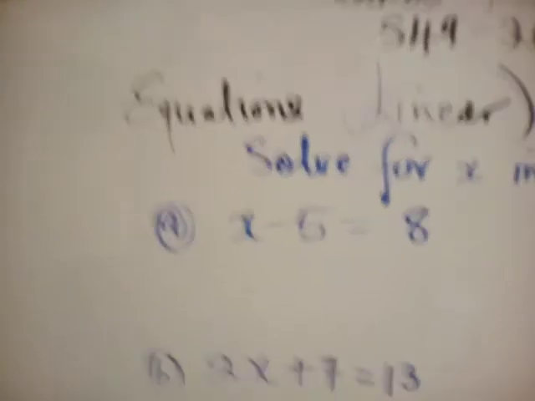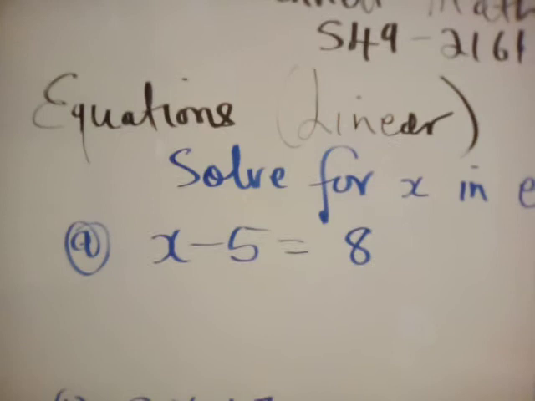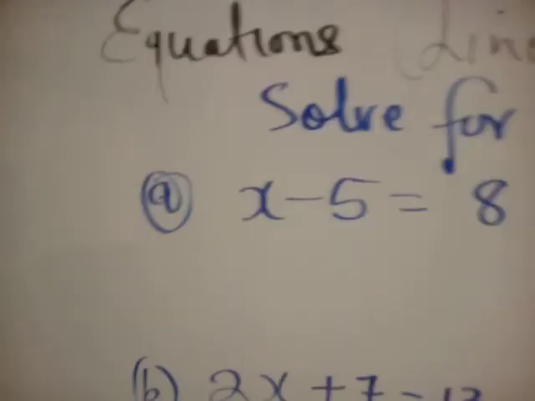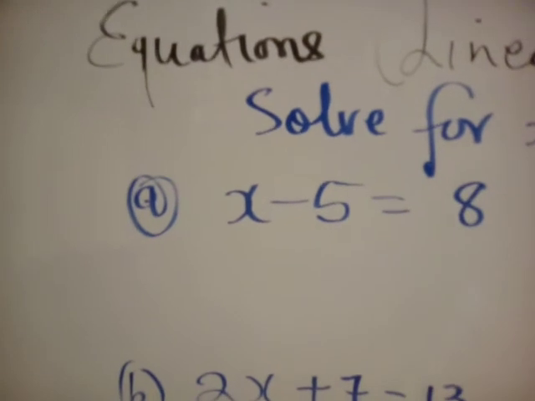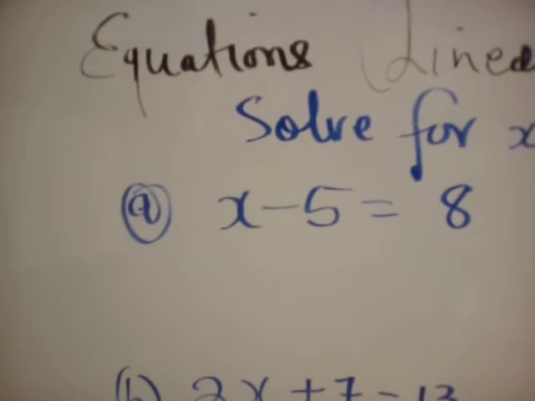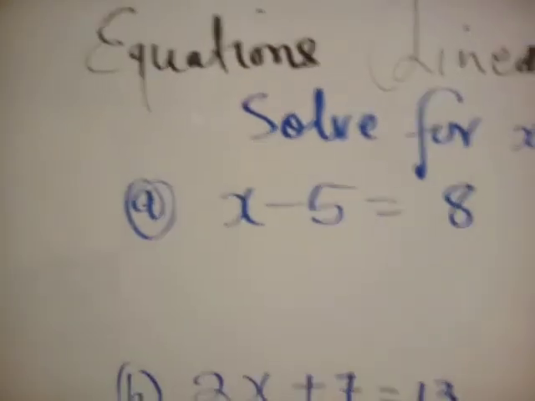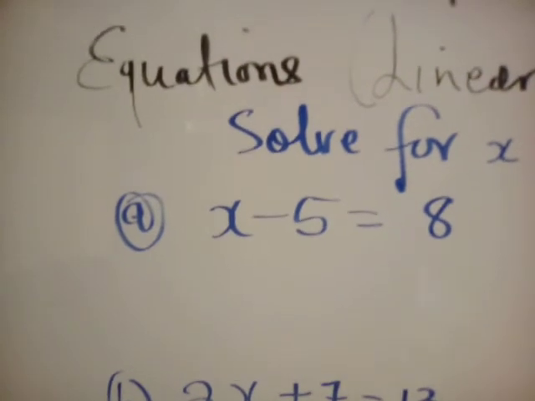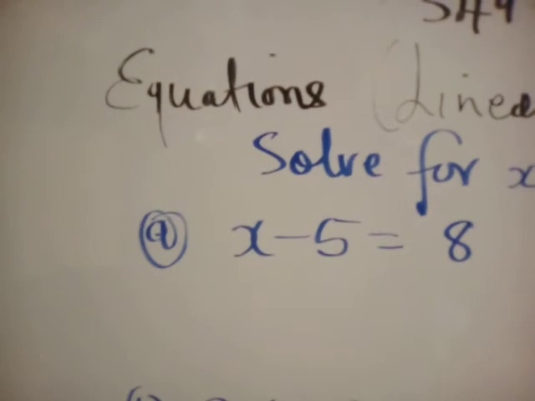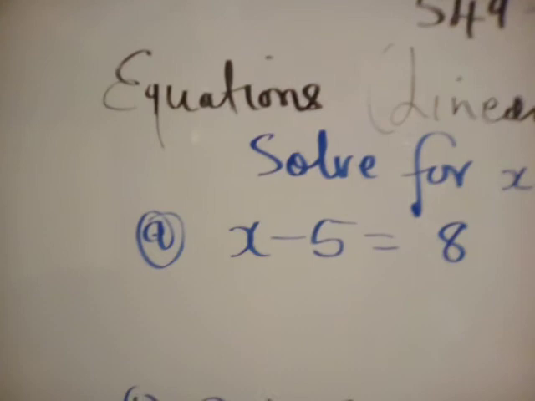Alright, so first we have: solve for x in each of the following. That's the instructions. And the first one says x minus 5 is equal to 8. What that means is x is a number such that when you subtract 5 from it, the result must be positive 8. Now, in order to find out the value of x, we need to first separate all numbers from x so we can solve for x.